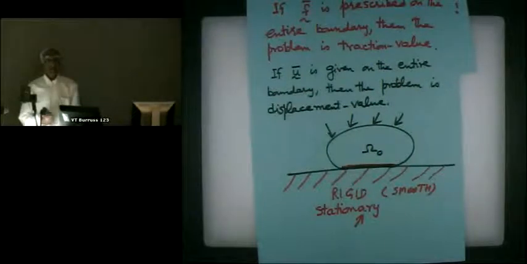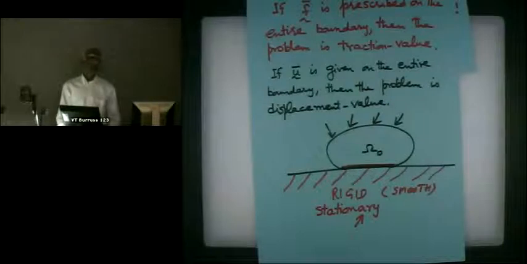Okay? So it's again kind of a mixed boundary value problem, except at each point now, we have the normal component of displacement is zero and tangential traction is zero. You cannot be given the normal component of displacement and the normal component of traction at the same point. You cannot be given the tangential component of displacement and the tangential component of traction at the same point.